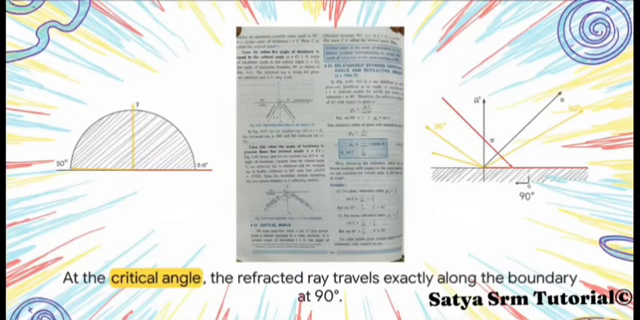This here shows us that exact tipping point. The light ray is hitting the surface right at the critical angle. And notice the refracted ray. It's not really escaping, it's just traveling perfectly along that boundary line at 90 degrees. This is the absolute last chance for refraction to happen.